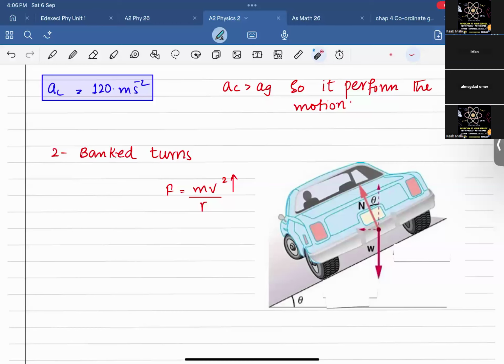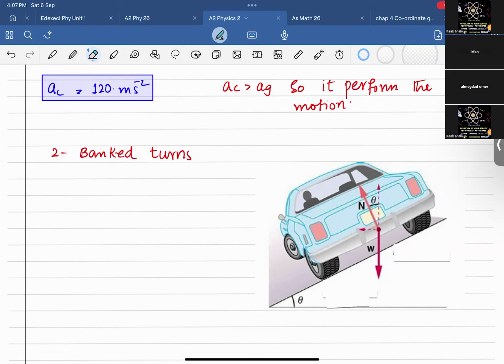Yes, the concept is clear. There'll be friction as well, right? Would that be away from the center? No, towards the center, always, because friction is providing the centripetal force, so it should be in the direction of the center of the circle, or toward the direction of the turning point.